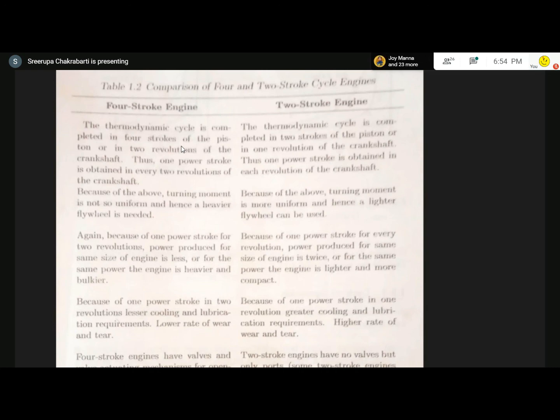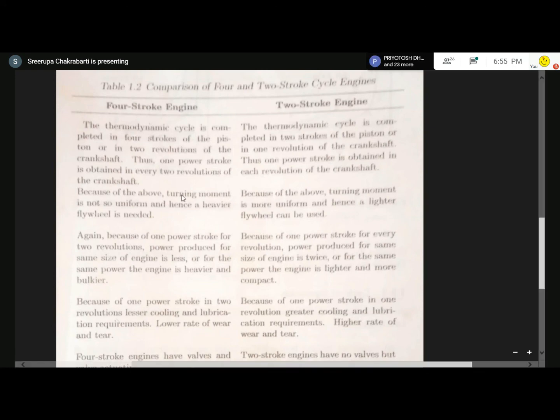So the average torque variation is less in a two-stroke engine than in a four-stroke engine. And there is a device called the flywheel, which is a big wheel having a big mass, used in order to absorb the torque variation in the crankshaft. That flywheel will be of lower mass. A lighter flywheel will be required in a two-stroke engine than in a four-stroke engine. So this is one difference between the two. Next point, I'm just coming.